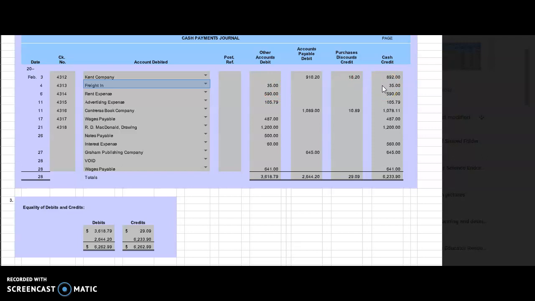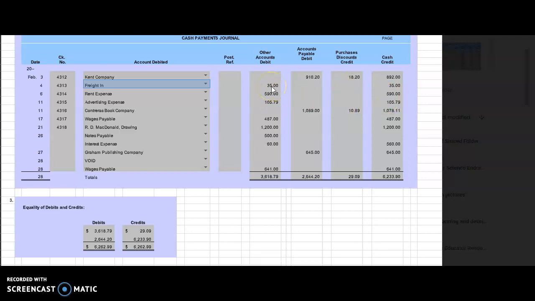Same thing with the 6th. We issued the check to Morse Land Company for rent. So when we're thinking about which account we have to debit, we know that's going to be our rent expense. So again, that's going to go into other accounts and into cash.